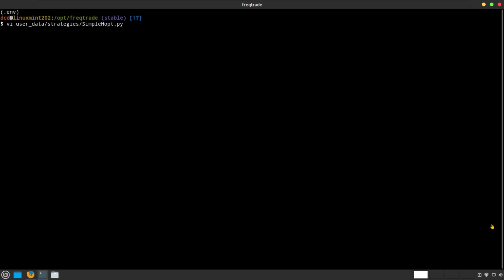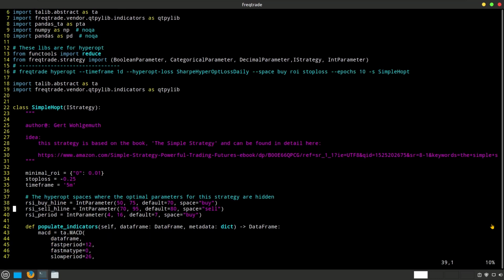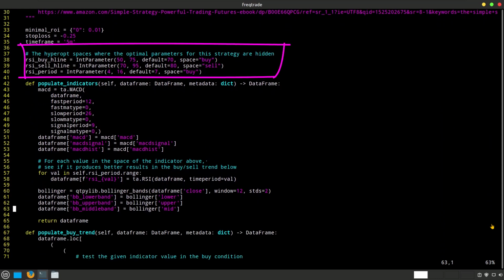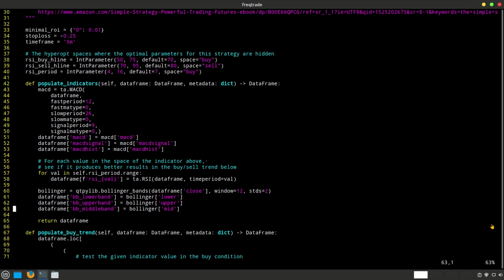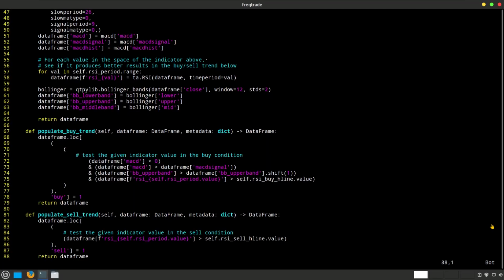For this, I have changed the original code to add some optimization spaces for the RSI indicator. I think that improving the buy and sell levels and maybe the time frame of the RSI can improve the buy and sell signals. Also, I will try to find the best ROI and stop loss settings for this strategy. I will leave the HYPEROPT file on my blog and you can find a link in the description below.